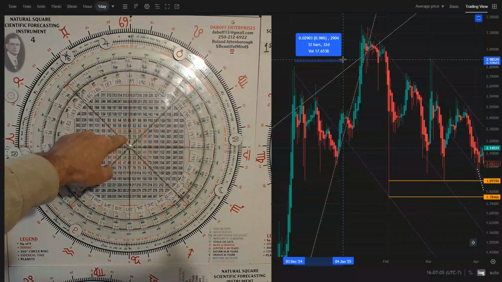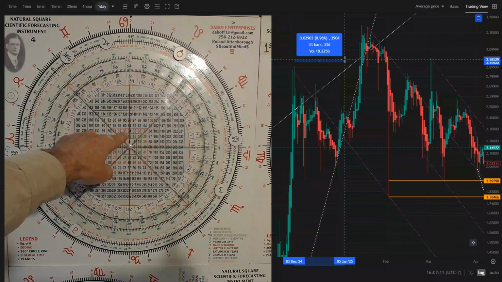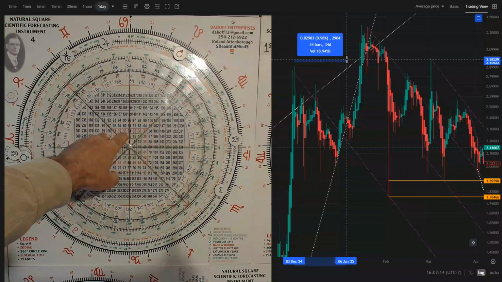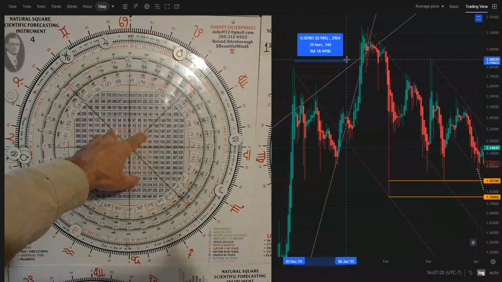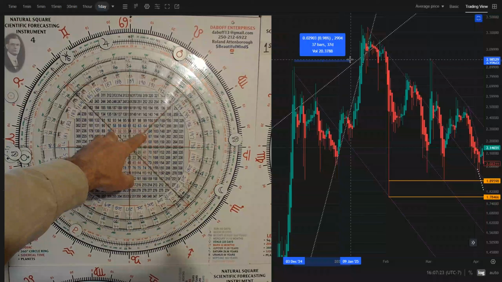And then the last part of this top should come around where? 33, 34. Oh boy, look at this. And then what happens? We have the final top, and then we're going to have a move down to 37. I don't know, are we? Well, the square says so.